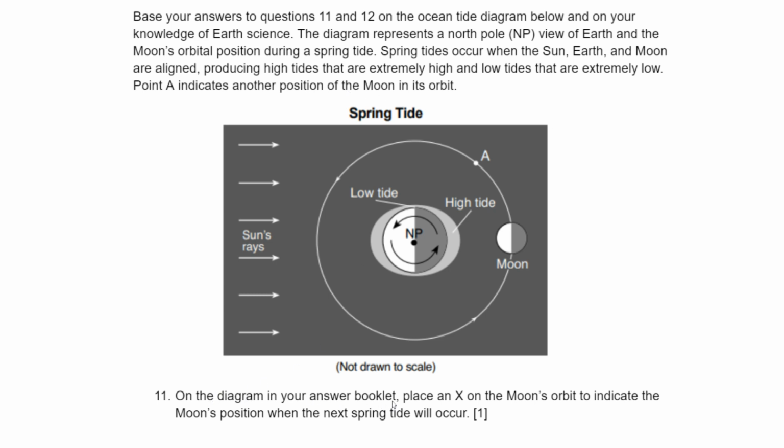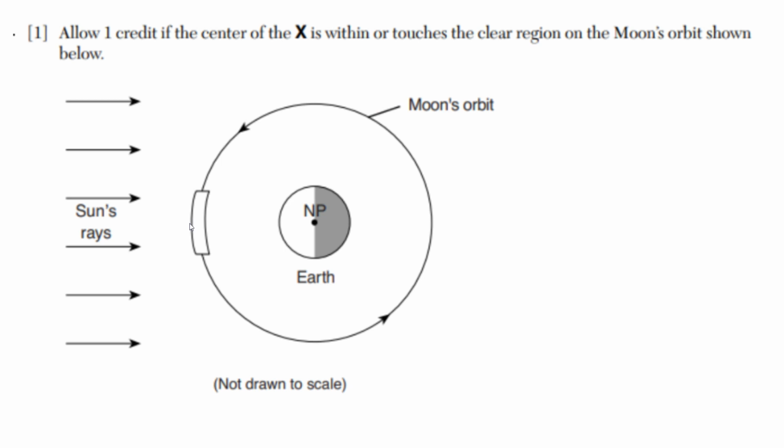11. On the diagram in your answer booklet, place an X on the moon's orbit to indicate the moon's position when the next spring tide will occur. So this image is already showing that the moon is in a location for a spring tide because spring tides happen when the sun, earth, and moon are aligned. They're parallel to each other. So you can't place an X here because the moon is already here. It's asking for the next spring tide. So your X should be somewhere on this side, anywhere in this area. So you should put an X there.